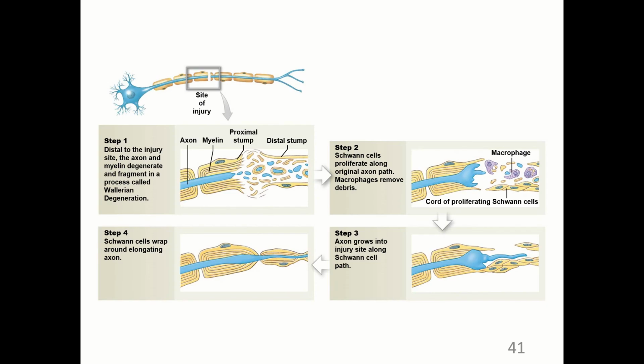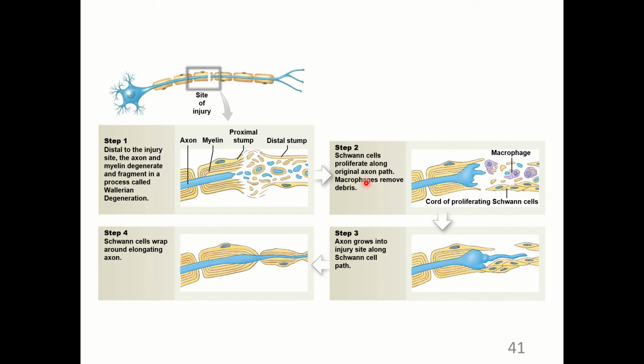This illustration shows the process of regeneration of a nerve in the peripheral nervous system. The cell body and neurolemmacytes must survive. The closer the injury is to the point of innervation, the more likely the success of regeneration. In step 1, distal to the injury site, the axon and myelin degenerate and fragment in a process called Wallerian degeneration.